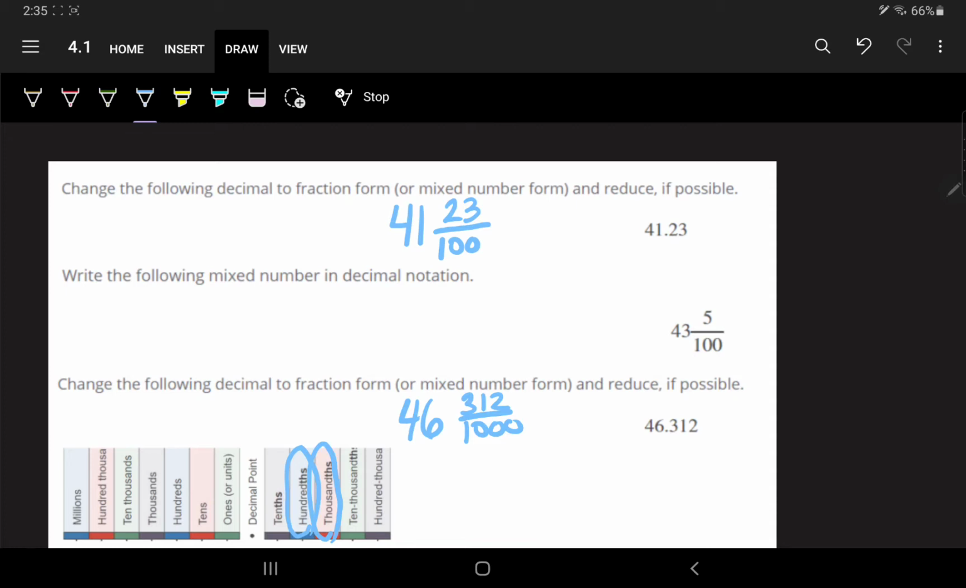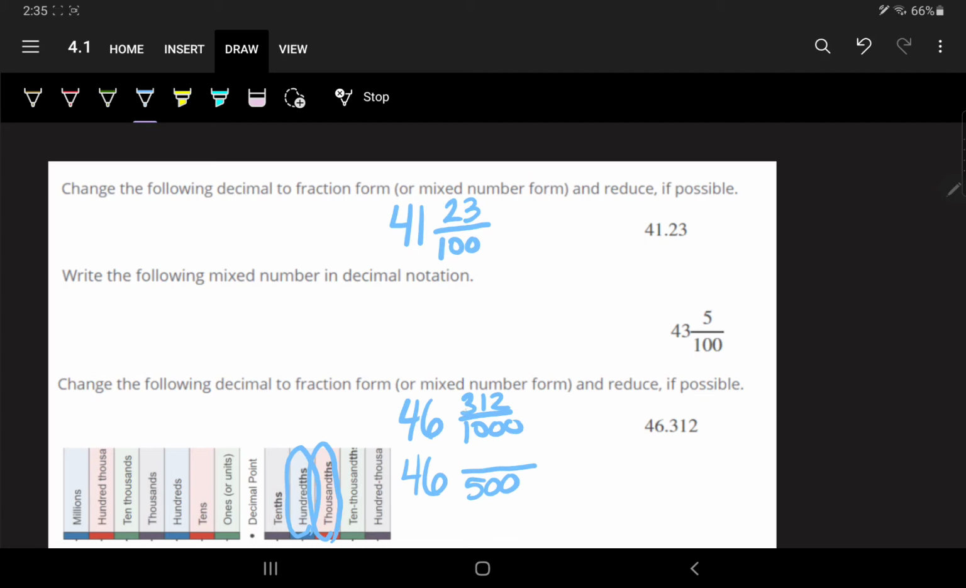So I kind of want to do one that didn't reduce, and then this one, I know 312 is an even number, so it's going to have to reduce with the 1,000. I'm going to leave the 46, and I'm going to divide both of these by 2. Now I'm trying to choose something that I can do in my head here. 1,000 divided by 2, that's pretty easy. That's just going to be 500.